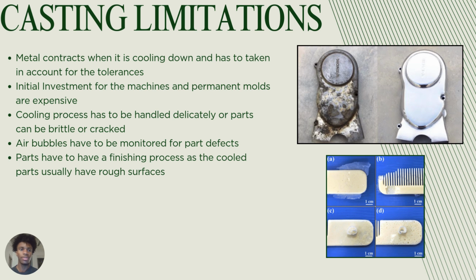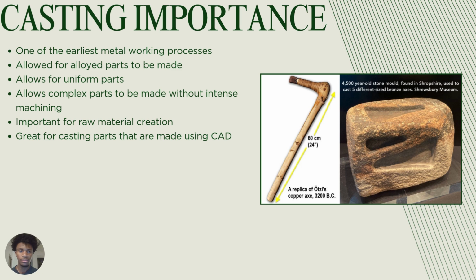Casting limitations. Metal contracts when it is cooling down and has to be taken into account for the tolerances. The initial investment for machines and permanent molds is expensive. The cooling process has to be handled delicately or parts can become brittle or cracked. Air bubbles have to be monitored for part defects, and parts have to have a finishing process as the cooled parts usually have rough surfaces.